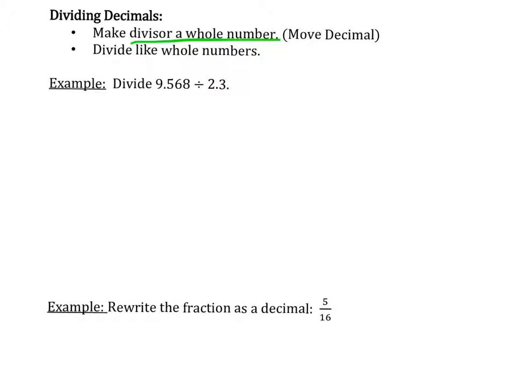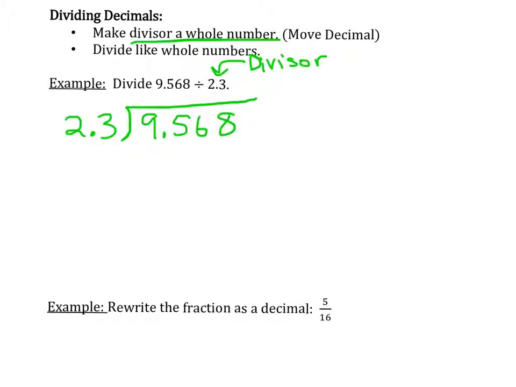So I have 9.568 divided by 2.3. This 2.3 is my divisor, the thing that I'm dividing by. So what we normally do with long division, 2.3 divided into 9.568. Now, my decimal place needs to be moved one place to the right in order for me to have a whole divisor. If I do that, I have to do it to my dividend as well. And so instead of it being 2.3, I'm actually going to have 23 divided into 95.68.